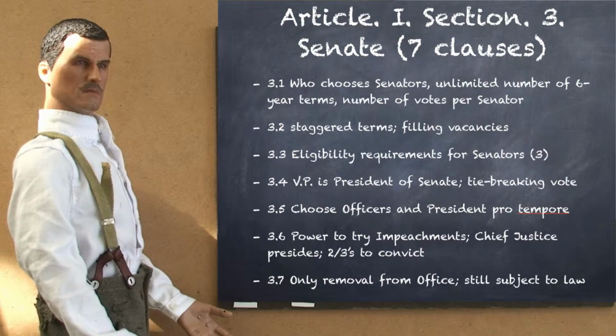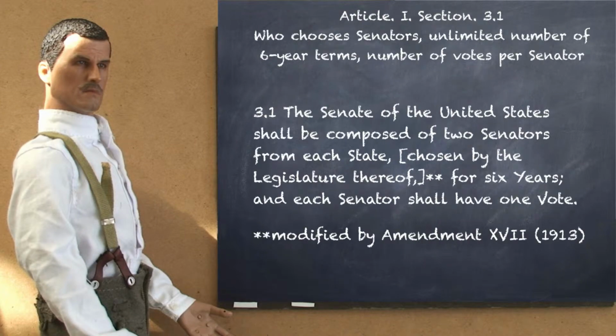3.5 has to do with choosing officers and a president pro tempore. 3.6 gives the power to try impeachments to the Senate. The Chief Justice presides and 2/3 are necessary to convict. And 3.7 says that when they convict during an impeachment, the officer is only removed from office, but he's still subject to law. Okay, so let's do these one at a time and read the actual words.